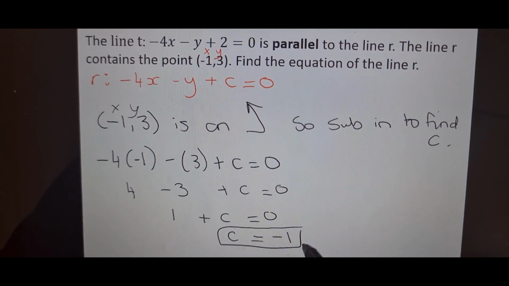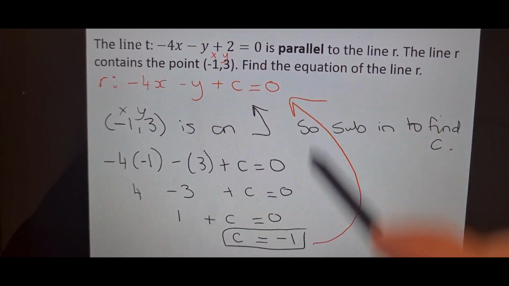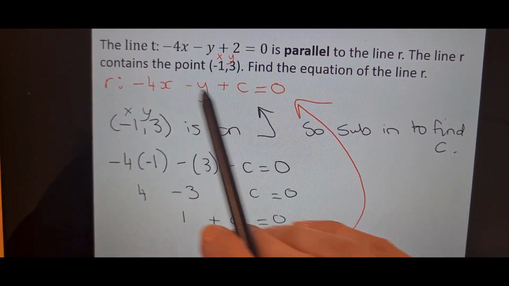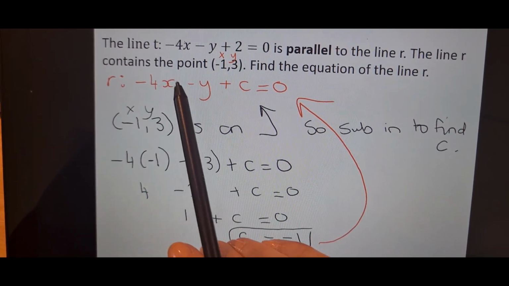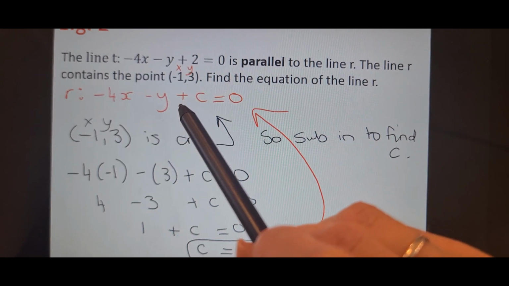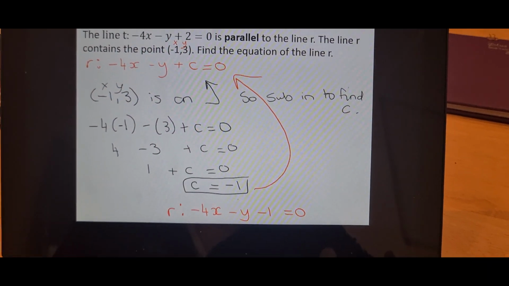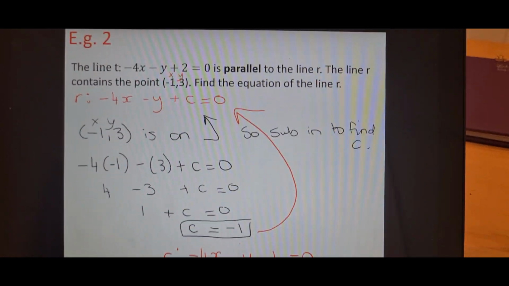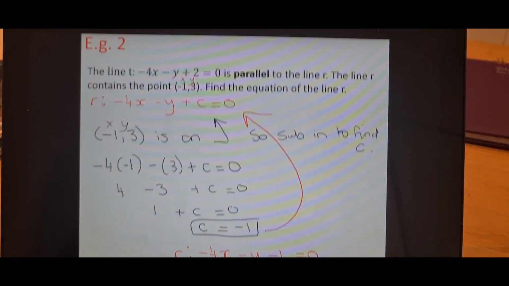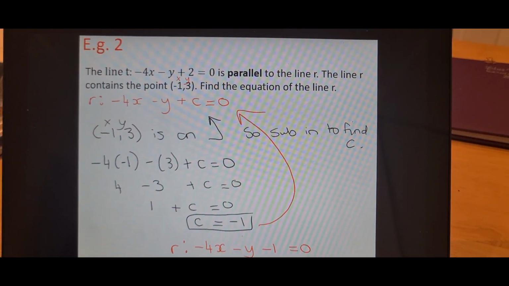And now that I know what c is, I can sub my value for c back into the equation for R. So it's going to read as minus 4x minus y minus 1 equals 0. So that's your equation for the line R. Okay, so after those two examples, I want you to do the following questions.